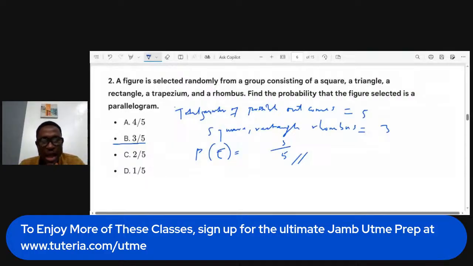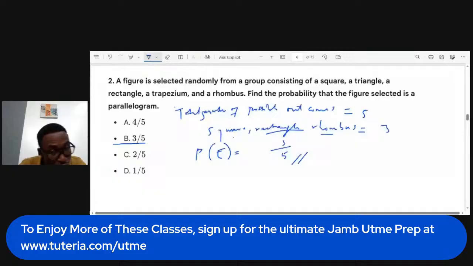Joshua. So now, how do we arrive at 3/5? So count the number of figures that appear to be parallelograms there. We have square, we have what again? We have rectangle, and we have a rhombus. So how many of them now? Square, rectangle, and rhombus. Those are the number of what? The events occurring. So that gives you 3/5. Like I said, understand first of all what a parallelogram is.